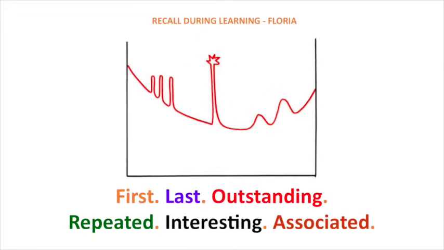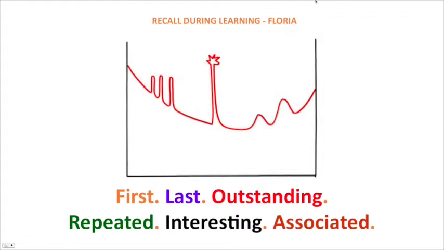Now I'm bored now, you only get 20 seconds. Let's have a look at what you remembered. Floria is a system that stands for first, last, outstanding, repeated, interesting, and associated. And basically it means that those are the most likely things that you will remember.